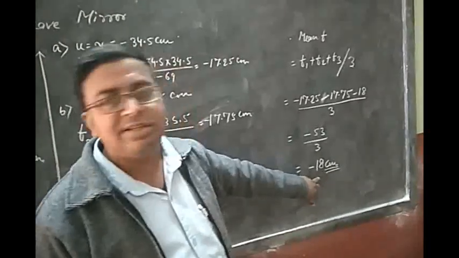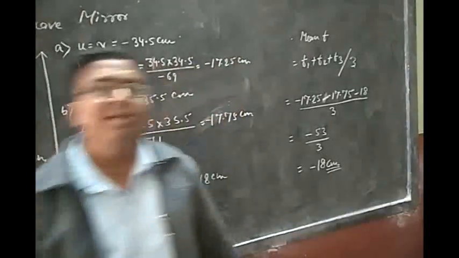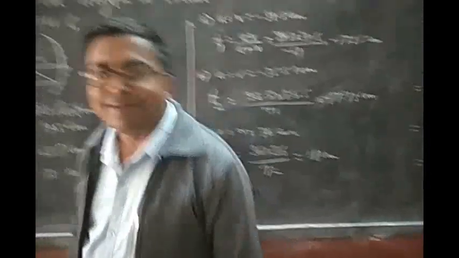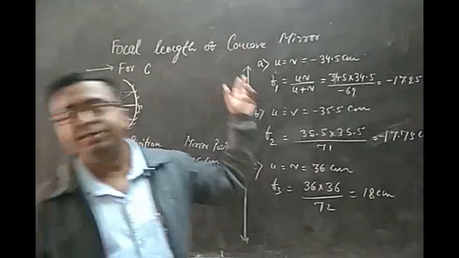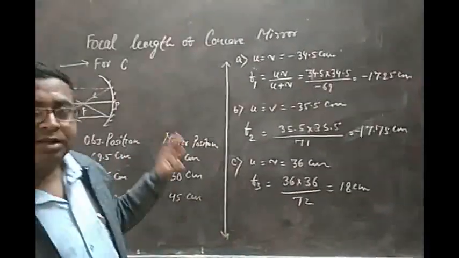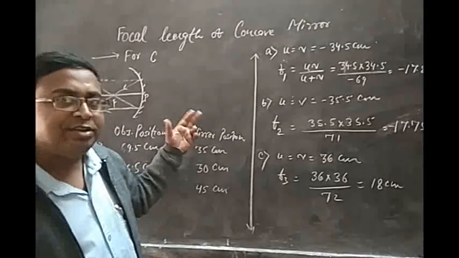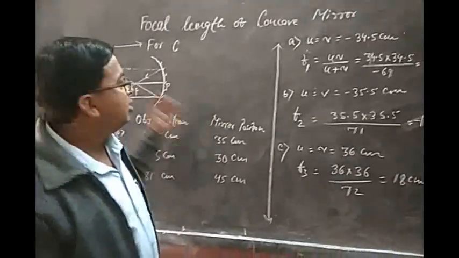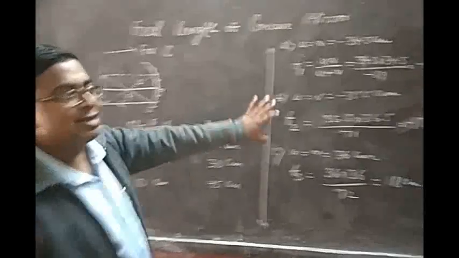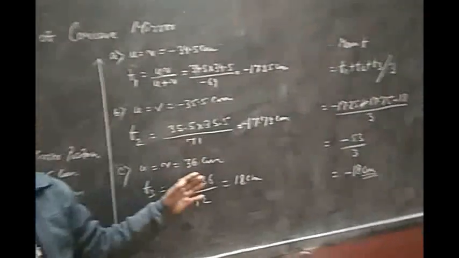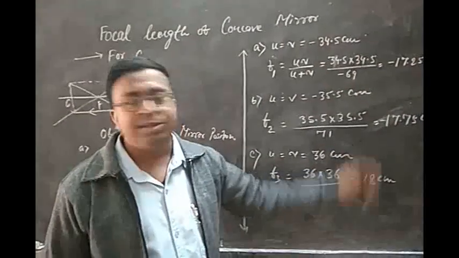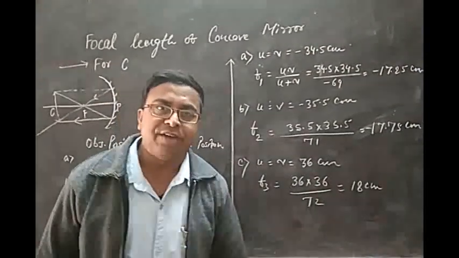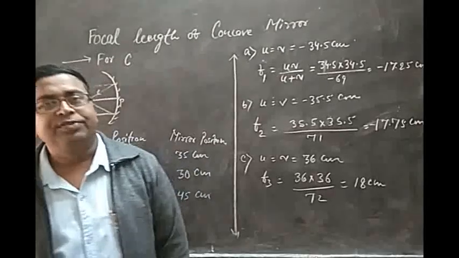Overall 18 centimeter. So this is the experiment which you will do in class 11th and 12th also: how to find the focal length of a concave mirror. For the theory, you will write down from your book, but the table work and calculation work you have to note down from here only. So all of you complete it fast and do your work properly, on how to find the focal length of a concave mirror.